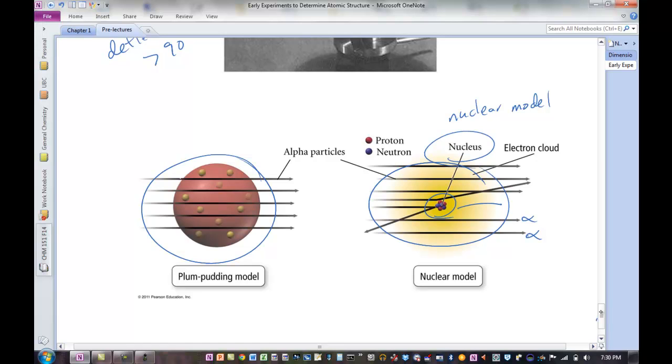But cool stuff. Try to appreciate the science that went into the discovery of what we take for granted now, protons and electrons in particular. We'll talk in class a little bit about the discovery of neutrons as well.